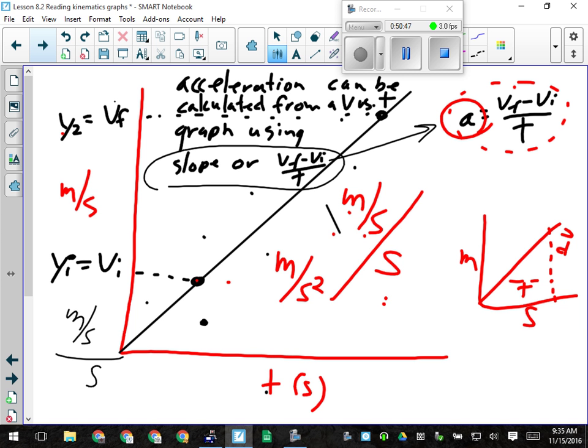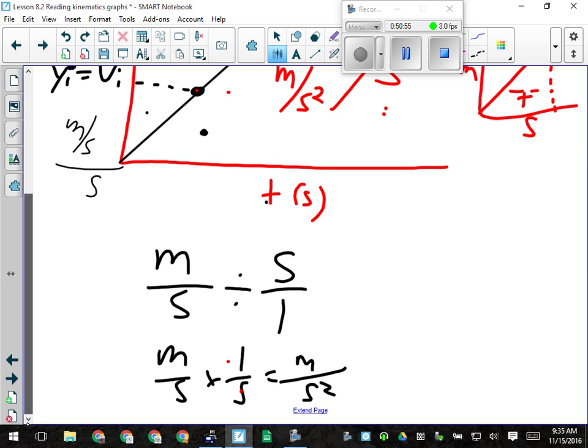Yes, meters per second over seconds. We don't ever write it that way. We write it like this. So when I divide meters per second by seconds, it's like saying meters over seconds divided by seconds over 1. What do you do when you divide fractions? You multiply by the reciprocal. So you flip this one over. And what you're left with is meters over seconds times 1 over seconds.